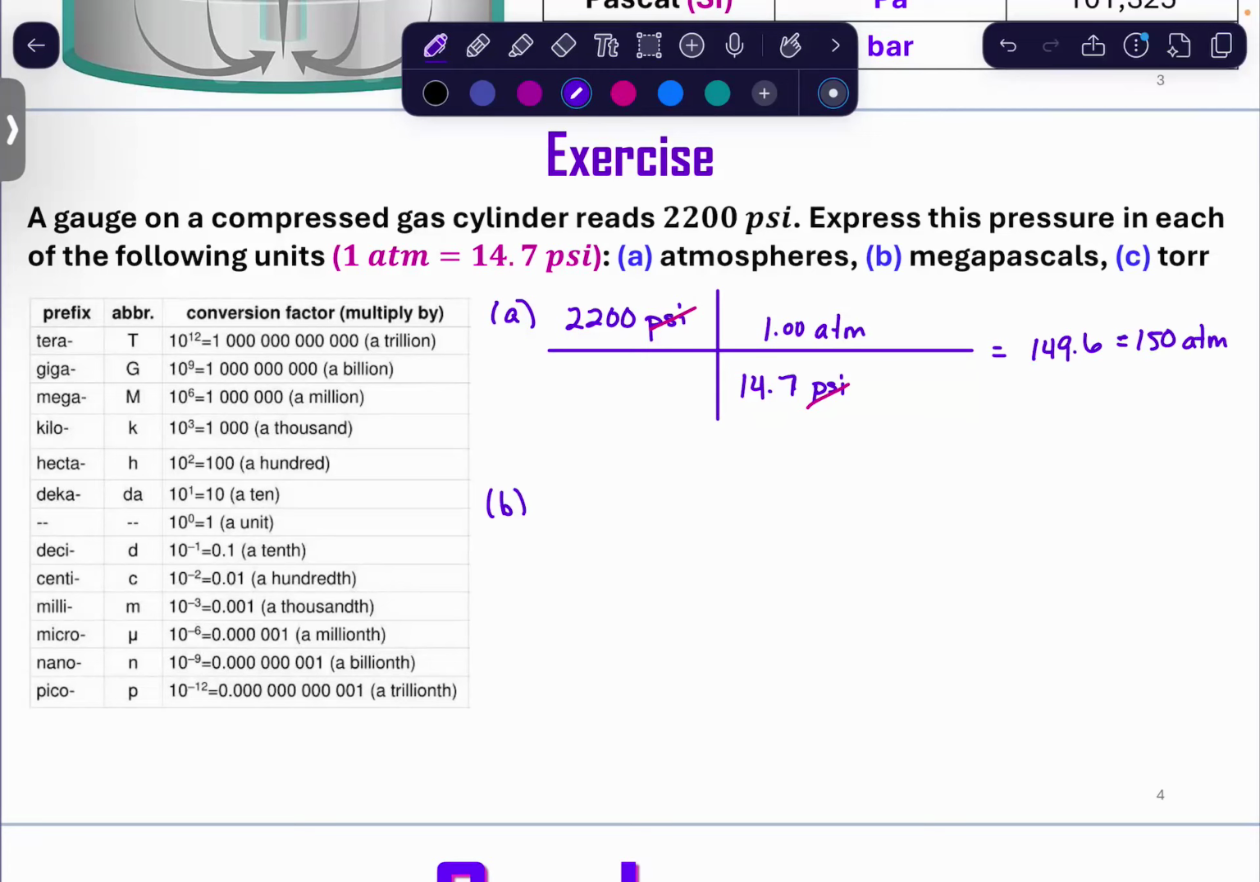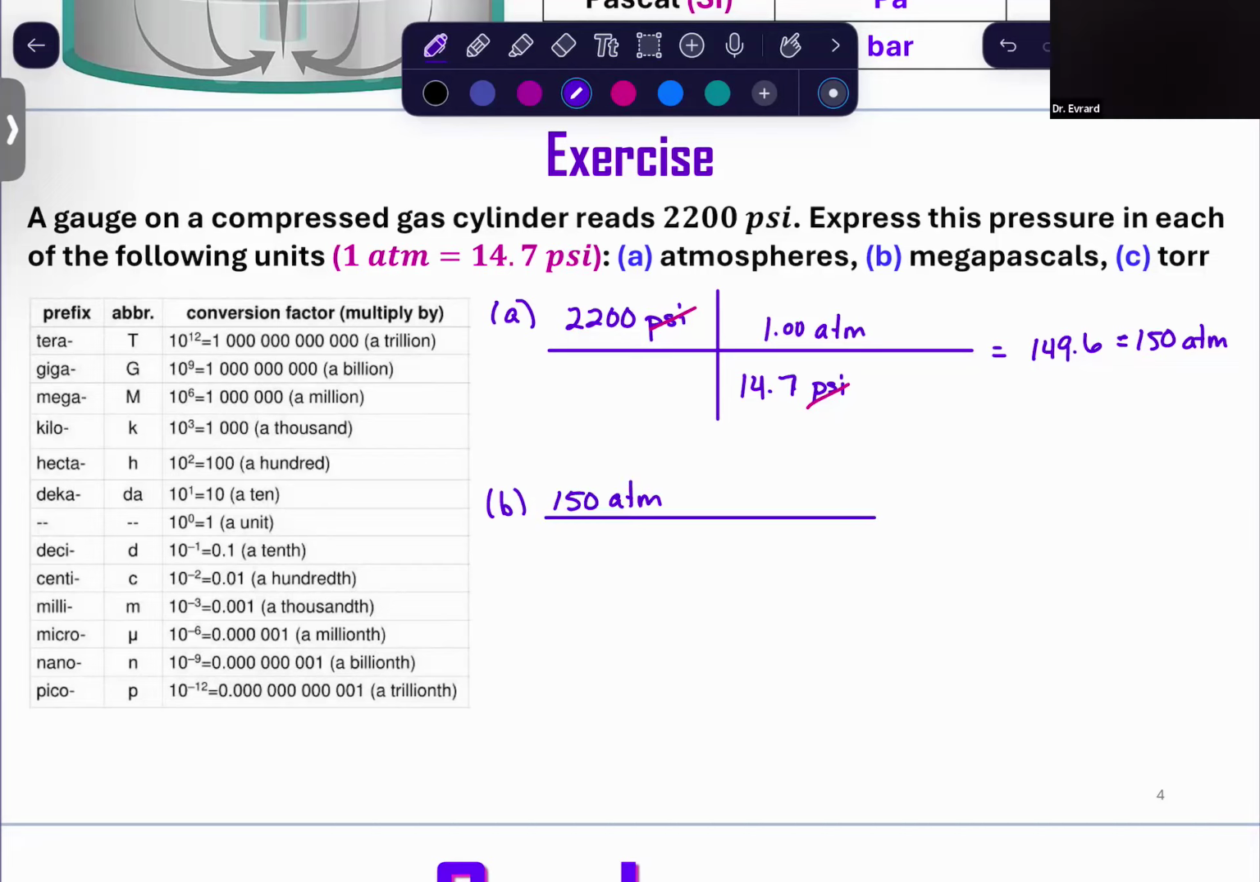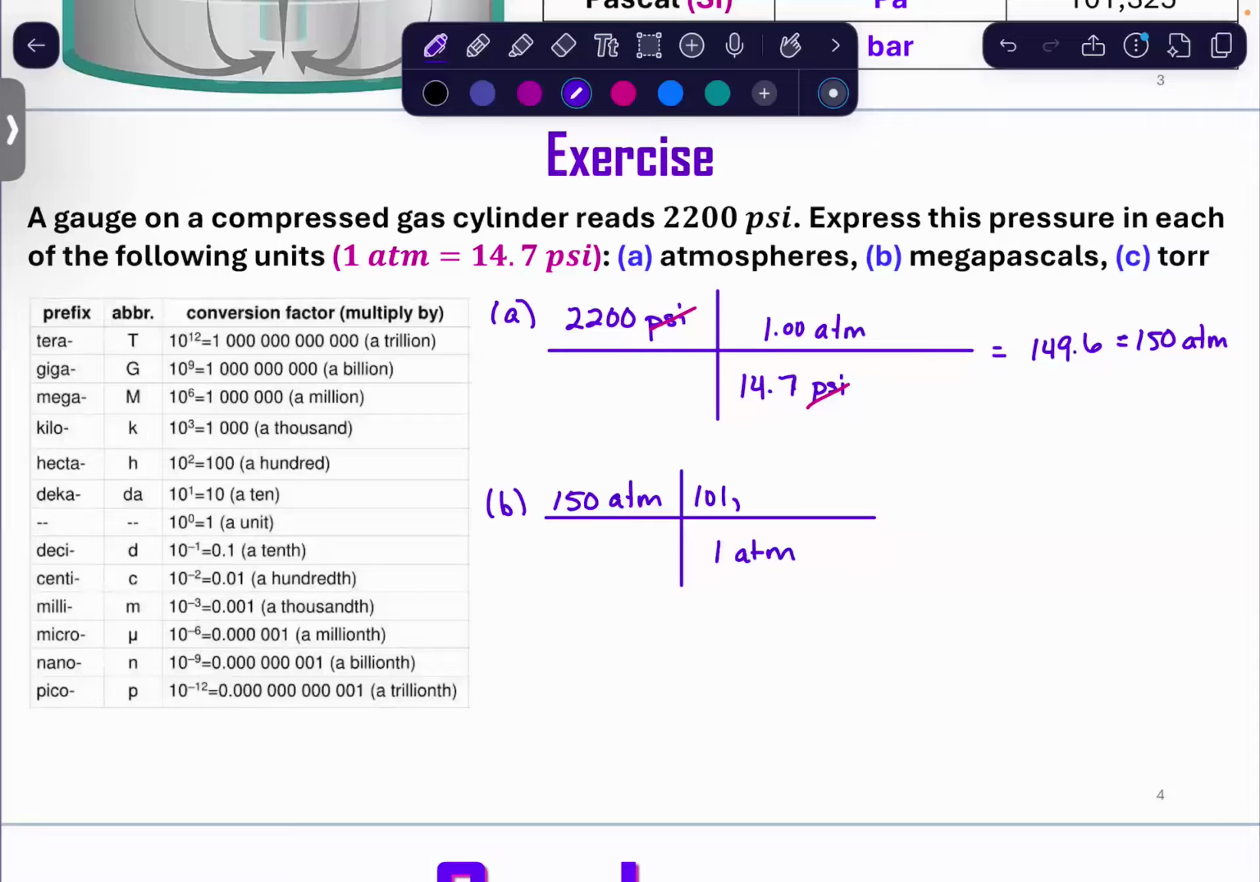For part B, megapascals. Well, I'm just going to start with the 150 atmospheres that we calculated. Perfectly acceptable to do. Now let's see. Okay, so we want to go from atmospheres to pascals. So from our table above, we see that 1 atmosphere is 101,325 pascals.